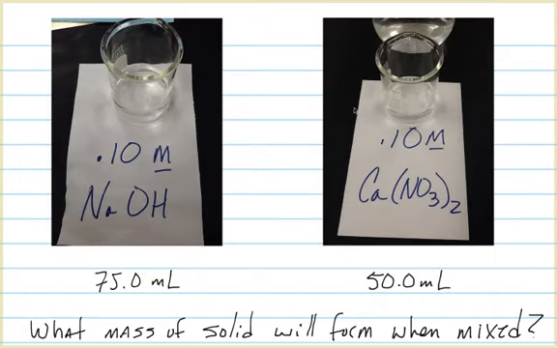And let's see how these can be used to solve a stoichiometry problem. If I have these two solutions, a 0.1 molar solution of sodium hydroxide and a 0.1 molar solution of calcium nitrate, if I took 75 milliliters of the sodium hydroxide and I were to mix it with the 50 milliliters of the 0.1 molar calcium nitrate, what mass of solid will form when these are mixed?